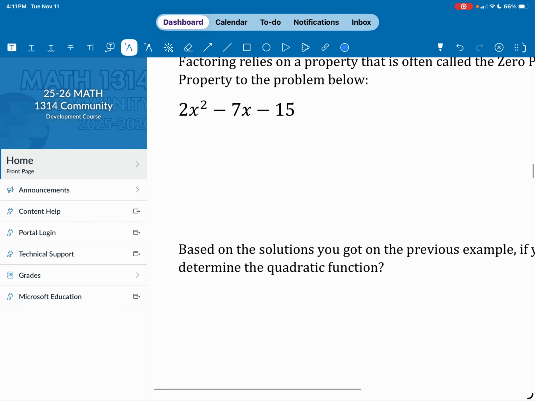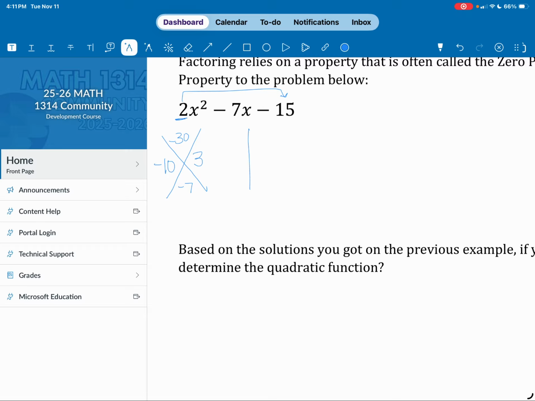So over here on this next example, we do have a leading coefficient of 2. And so remember, when we have a leading coefficient of 2, we have to do slip and slide. So we would say, okay, what can be multiplied to give me negative 30, but added to give me negative 7? Okay, and we would do negative 10 times 3.